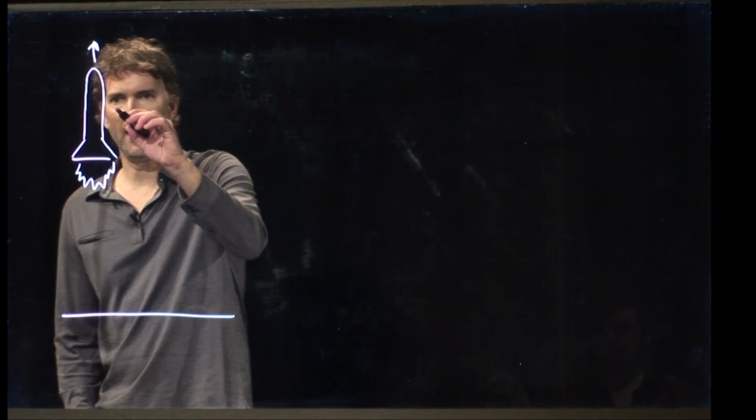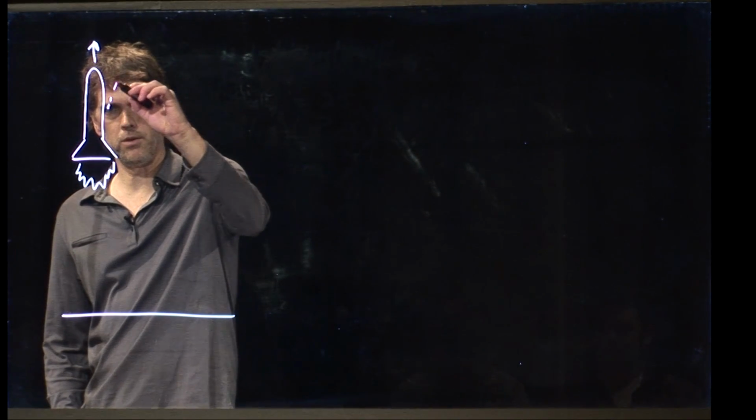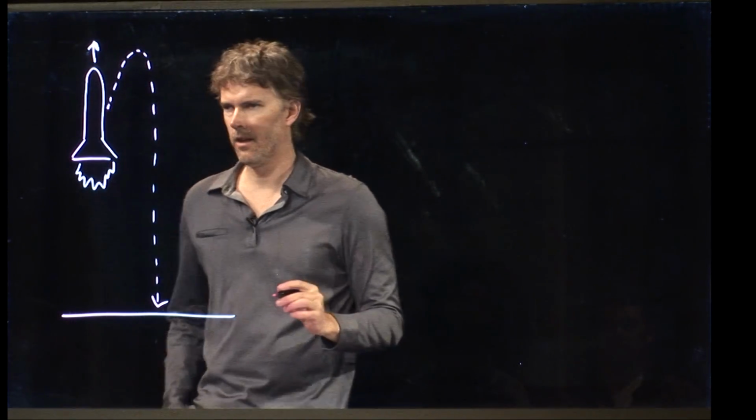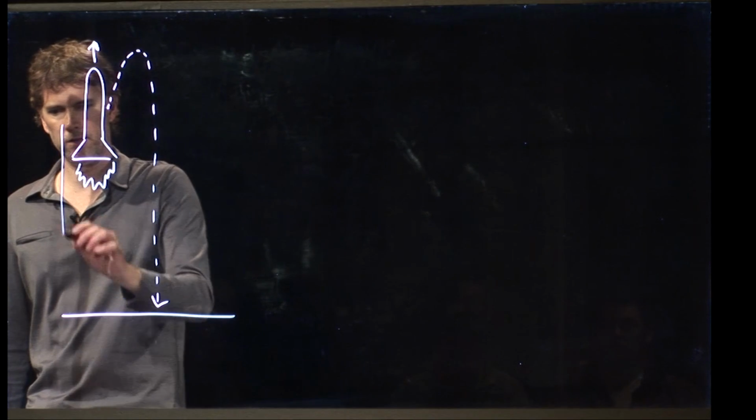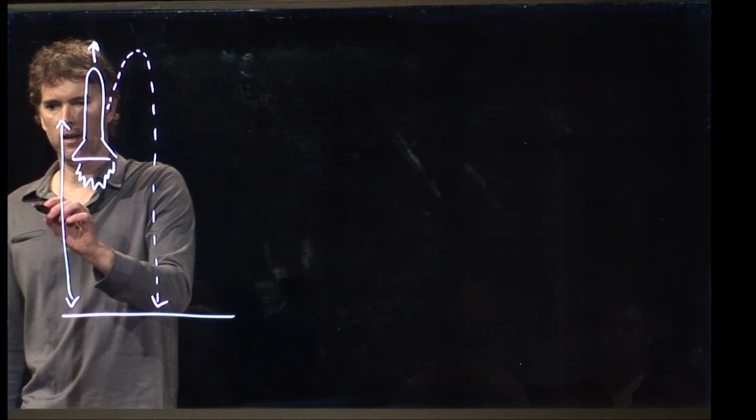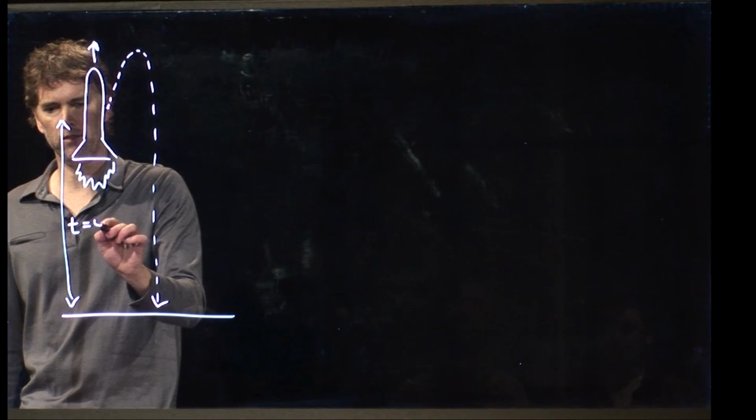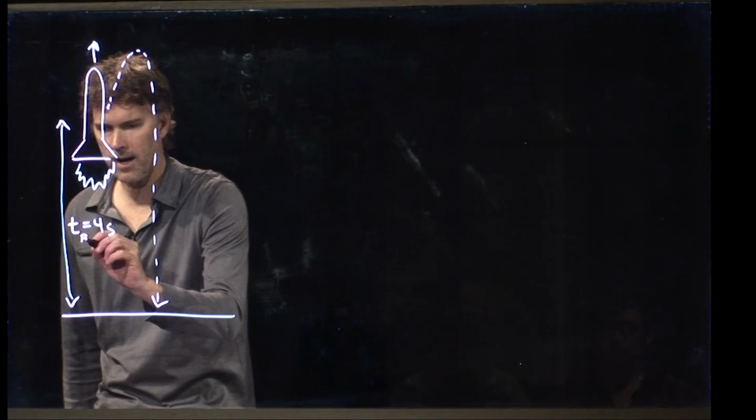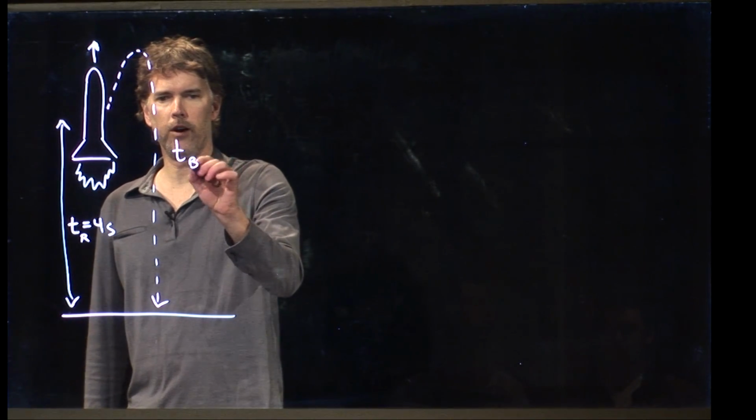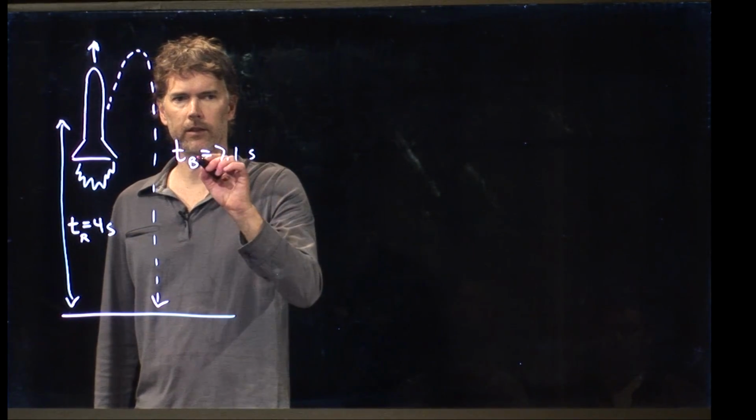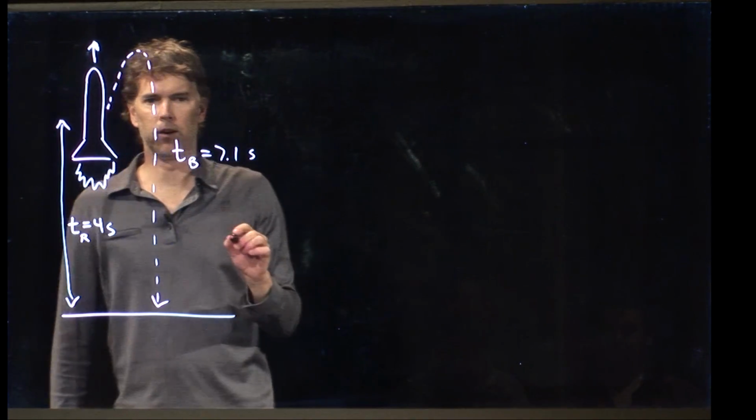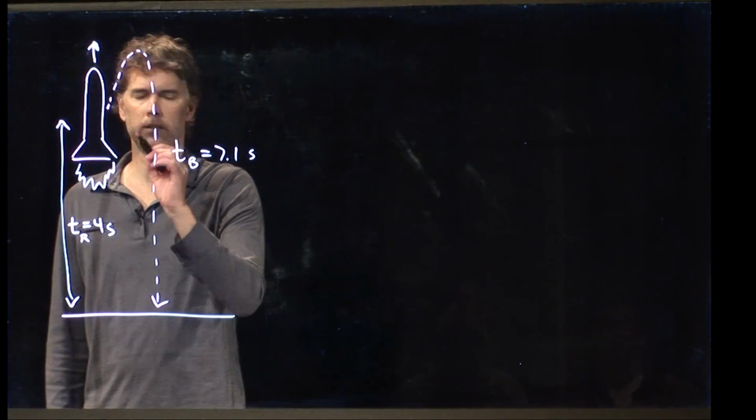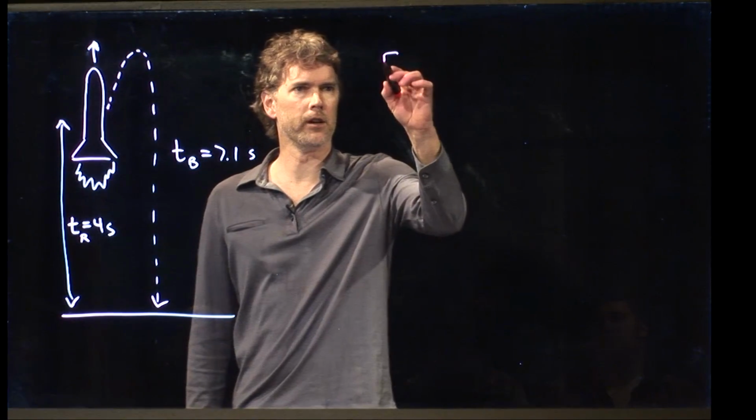And now at t equals 4 seconds, there is a bolt that falls off and comes back down to Earth like that. Is that right? Yeah. And what we know is that that happened at t equals 4 seconds. And the total time, so this is t for the rocket, and the time for the bolt to fall is 7.1 seconds. Is that right? Yes. Okay, and what are we trying to find? It's either acceleration or speed. Acceleration of the rocket. Find the acceleration of the rocket.